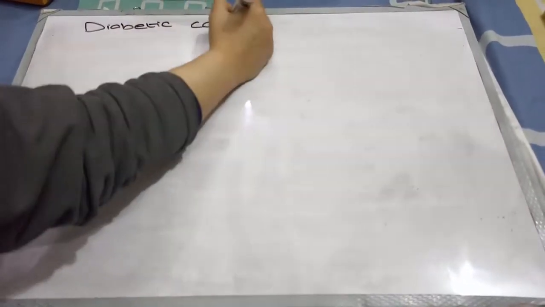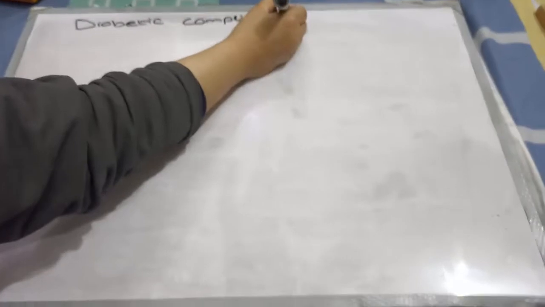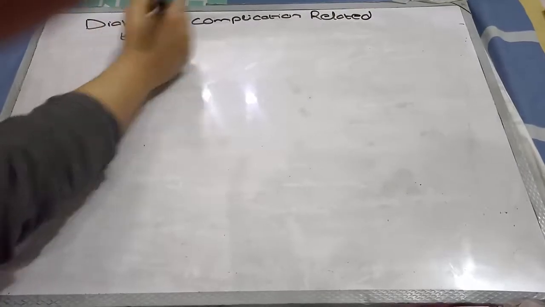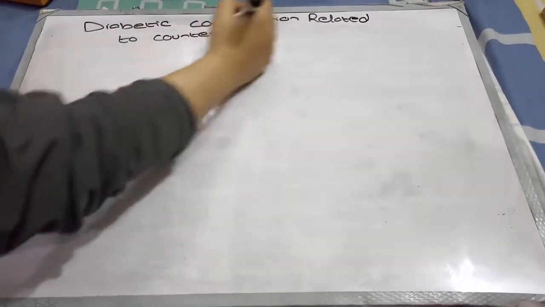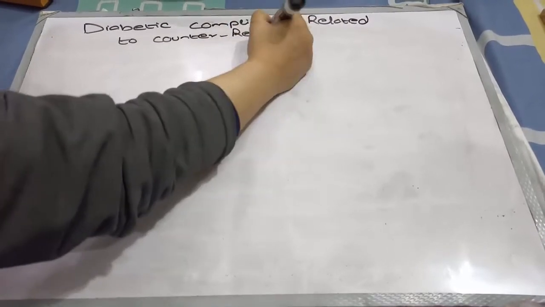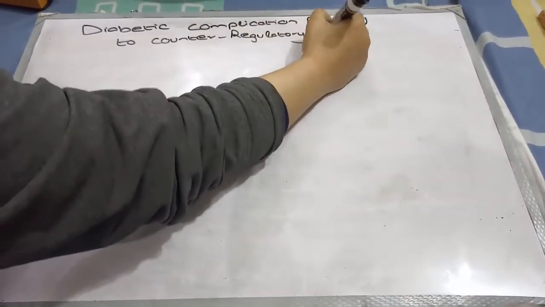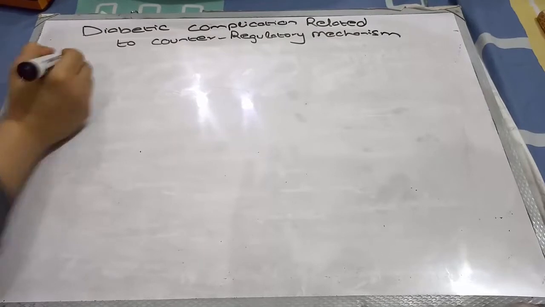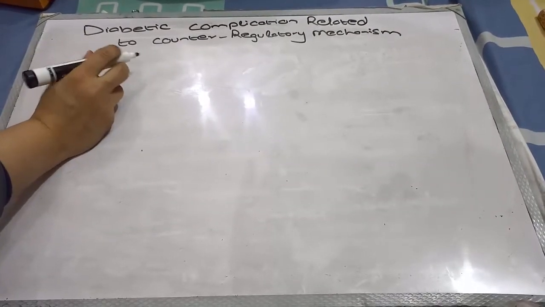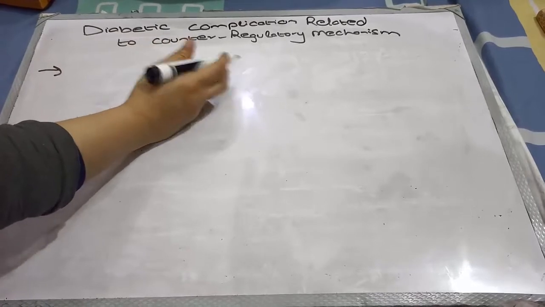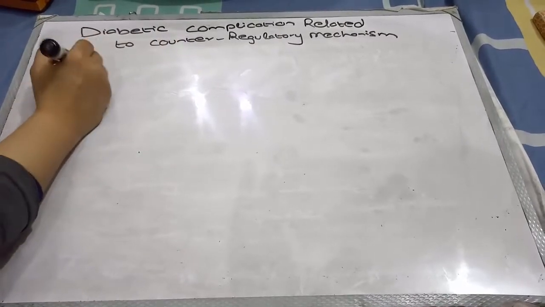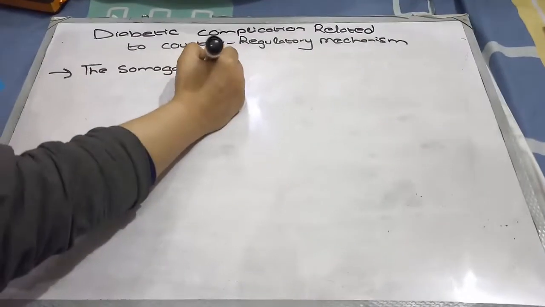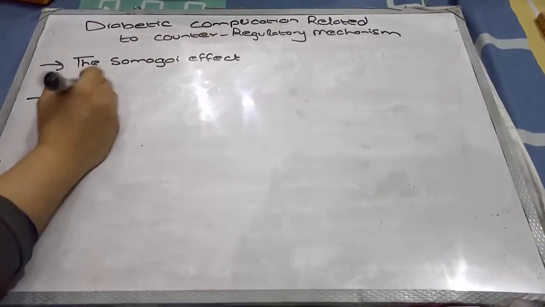Diabetic complications. Now we will discuss the diabetic complications related to the counter-regulatory mechanism. There are two most important effects which are mostly studied as a result of a complication related to the counter-regulatory mechanism. The first is the Somogyi effect, the second is the Dawn phenomenon.